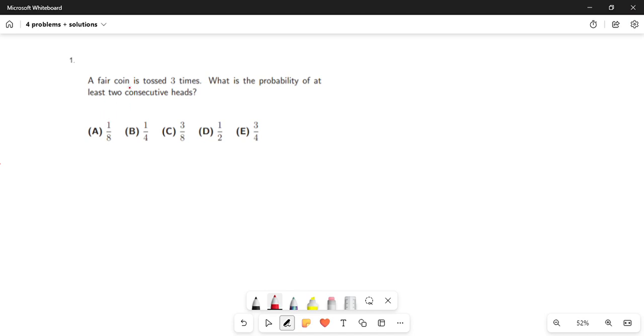Okay, so a fair coin is tossed 3 times. What's the probability of at least 2 consecutive heads? So a fair coin is like when you can get heads or tails, and there's a 1/2 probability of each. So how many total outcomes are there? There's going to be 2 to the 3, 8 total.